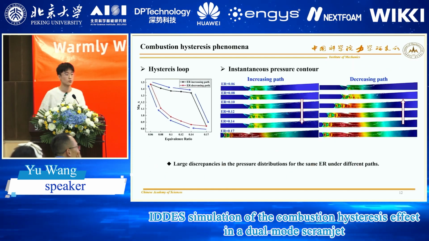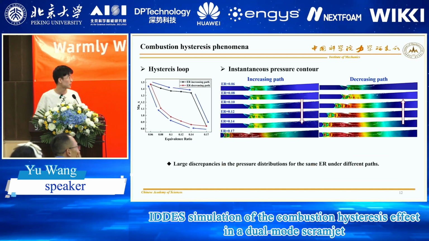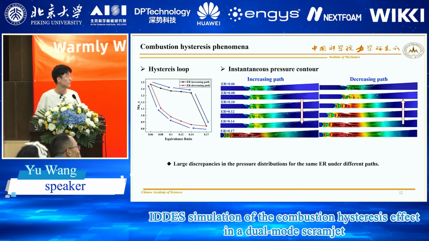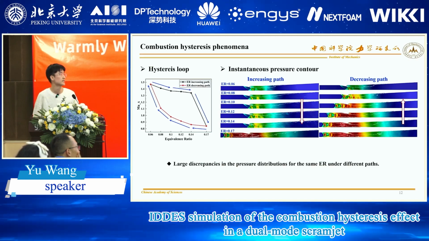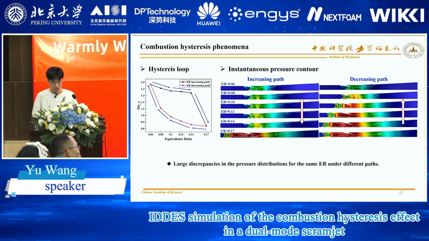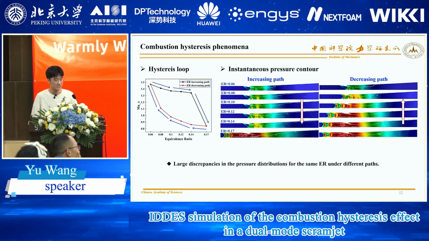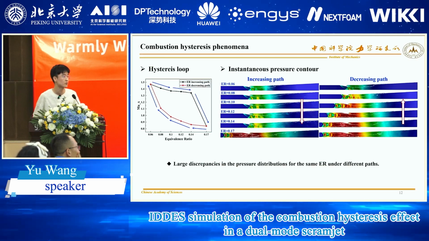With this understanding, we can move on to the combustion hysteresis phenomena. Numerical results observe an obvious hysteresis loop. From the instantaneous pressure contour, we can discover large discrepancies in the pressure distribution for the same ER on the different passes.